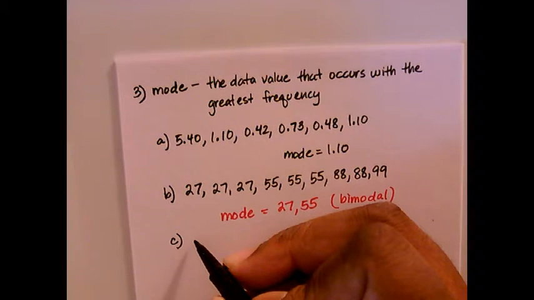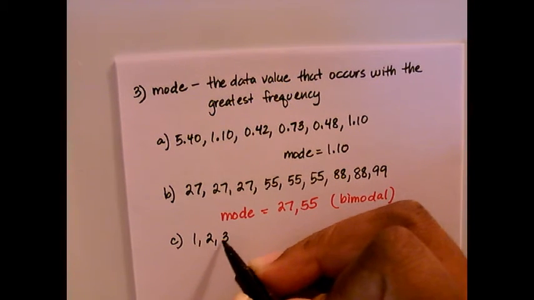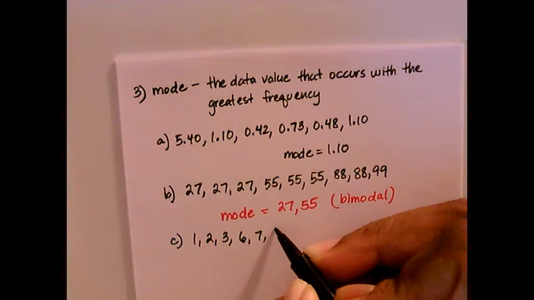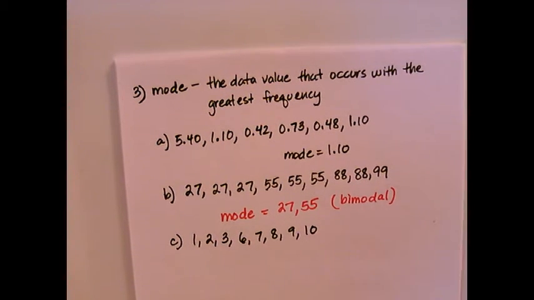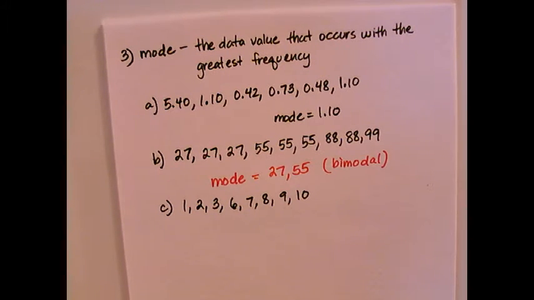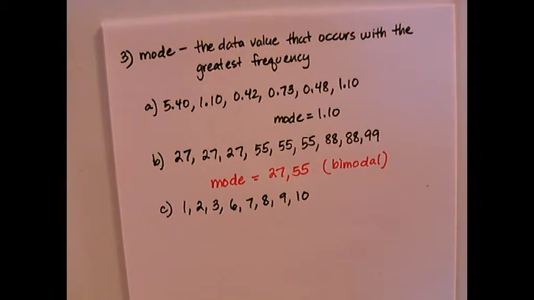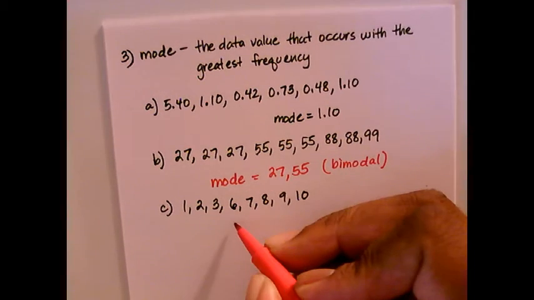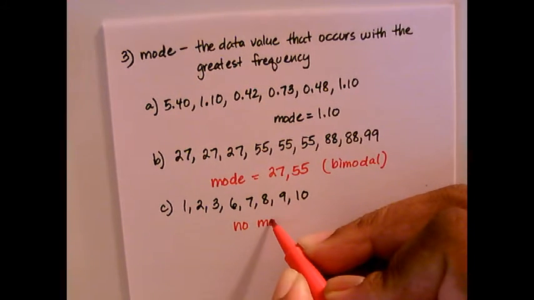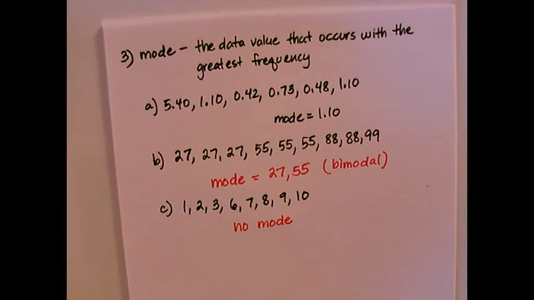Now suppose I had this. Let's say 1, 2, 3, 6, 7, 8, 9, and 10. And I wanted to find the mode of this set of data. Notice that each data value occurs only one time. Here, no data values are repeated. So that means this set of data has no mode, because each number occurs only once. There's no repetition in any of those data values. So we consider that set of data to have no mode.